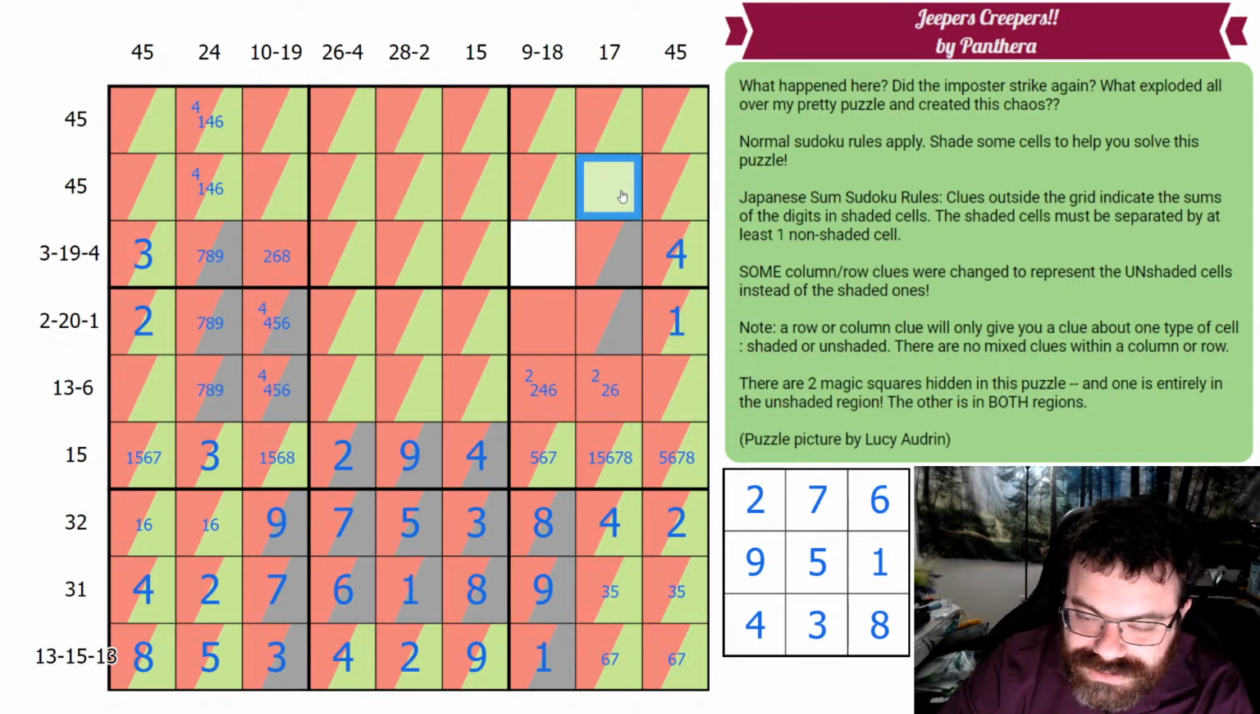Can this be this? I think we said this could be the center. This would be 5, this would be 6. This would be 2 and 8.